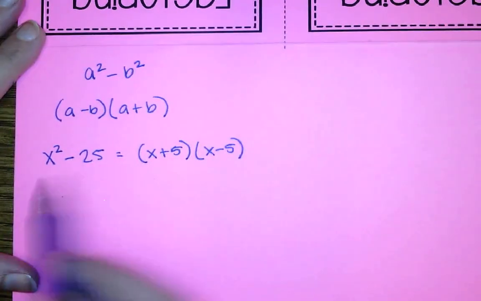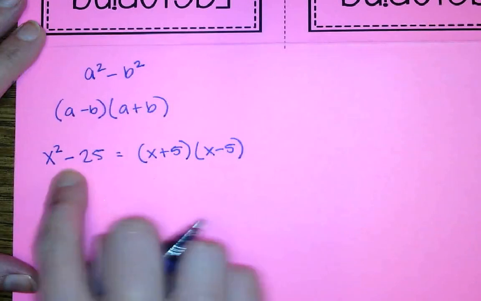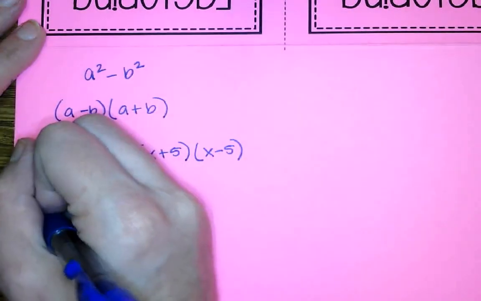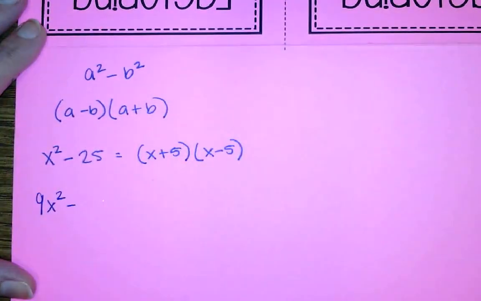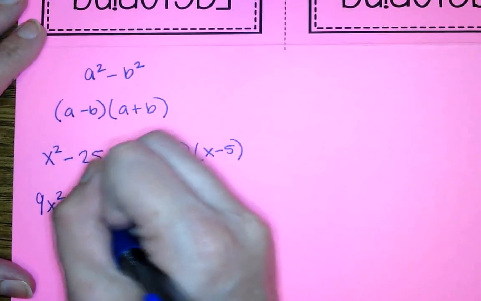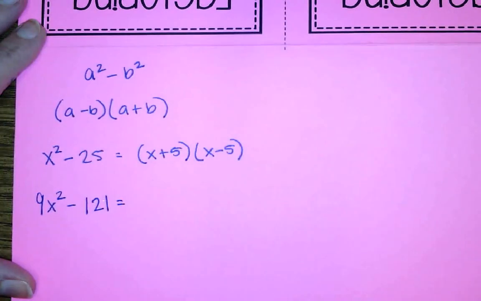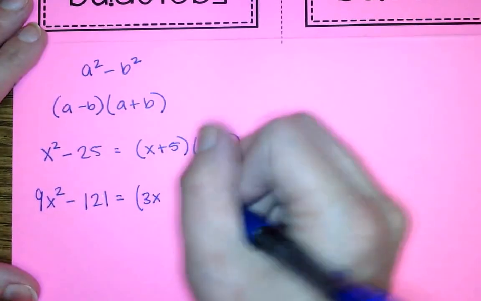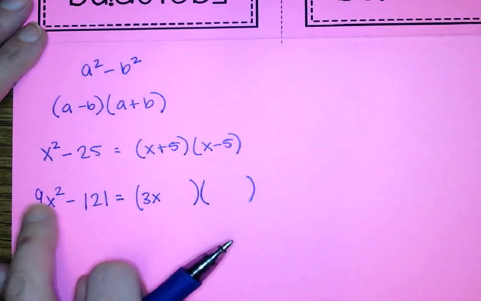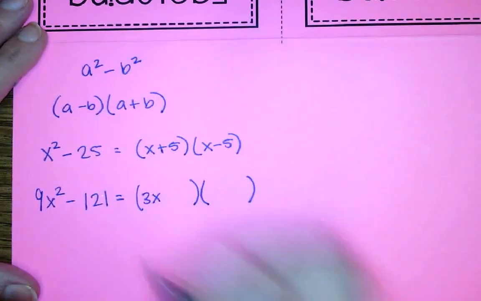So here we go. And then if we add something like, I don't know, let's do 9x squared minus 121. Are y'all good with that? I'm just making up perfect squares here. So that would be 3x. What do we got here? What's 9x squared minus 121? Well, guys, that would have been 3x minus 11, and 3x plus 11.